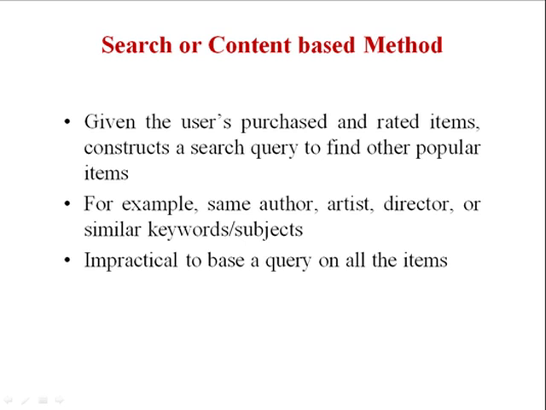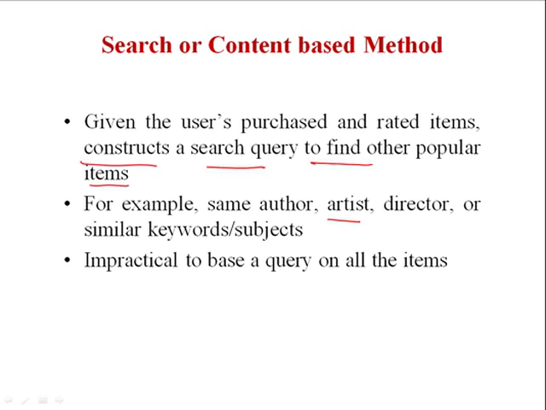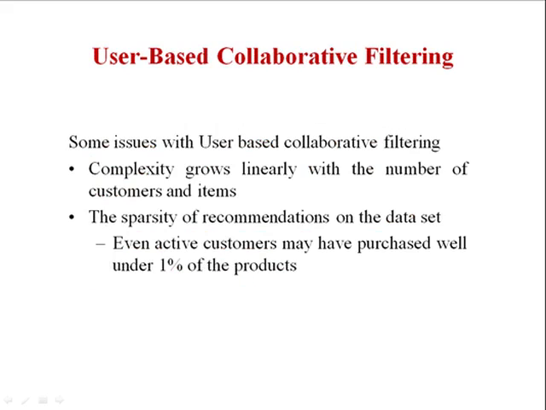Some methods, like the search or content-based method for collaborative filtering: given a user's purchased and rated items, it constructs a search query to find other popular items. For example, for a search query like data mining, this system identifies other similar items, for example by author, artist, director, or similar keywords or subjects. It is impractical to base a query on all the items, so we require some more refined algorithms for this.